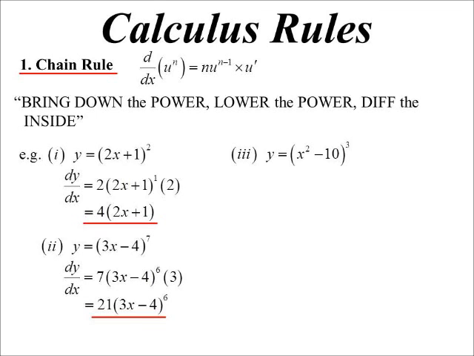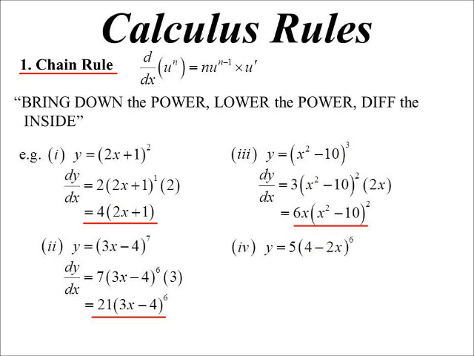Let's do another one, because it's so much fun, especially the putting the boot in part. Oh, that's great. Bring down the power, 3. Lower the power, 2. Get that derivative out. 2x. 3 times 2x, 6x times (x squared minus 10) squared. Doesn't matter if there's a number out the front, that's fine. Bring down the power, 6 5s are 30. Lower the power, 5. Bang, it's negative 2. Oh, it tried to trick me. No, the negative came out as well. So we get negative 60 times (4 minus 2x) to the power of 5.